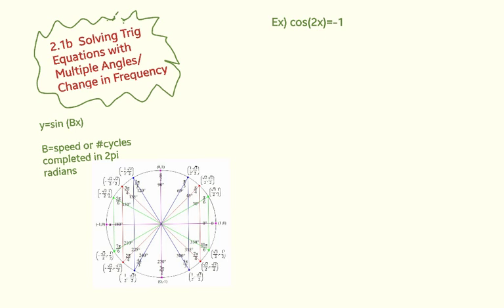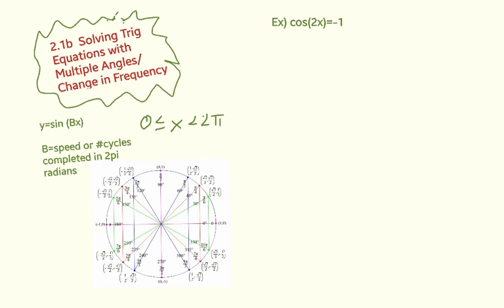Things we need to remember as we're working on this is that when we were graphing things like sine of bx, b was the speed of our curve, or the number of cycles that the graph completed within 2 pi radians. This is really important because for all these we've been solving in the range of 0 less than or equal to our angle less than 2 pi. So we want all the answers between 0 and 2 pi, or all the answers in that first rotation.